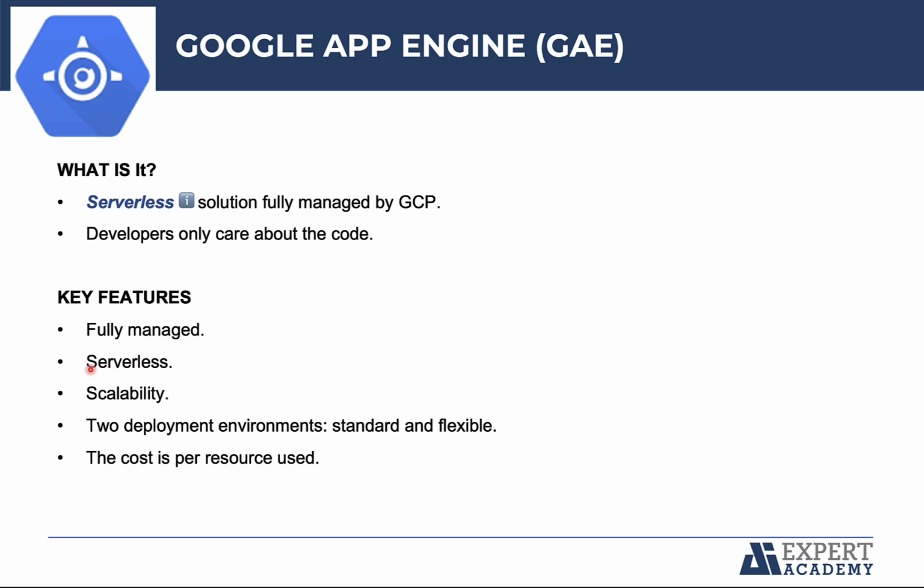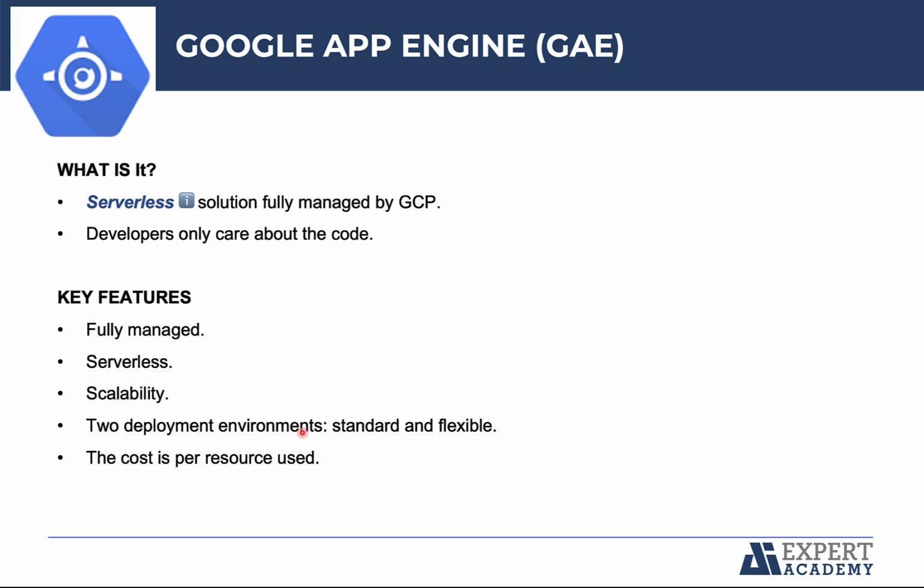The next topic, serverless. Developers do not have to worry about managing servers. App Engine automatically scales your application's resources up or down based on traffic. Google App Engine is designed to provide almost unlimited scalability. This makes it a good choice for applications that are expected to grow rapidly in traffic.